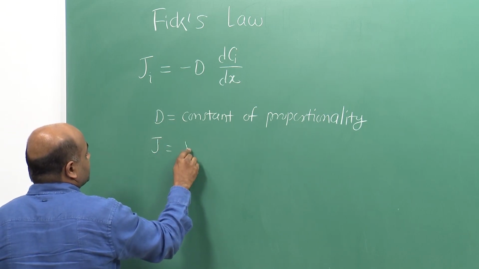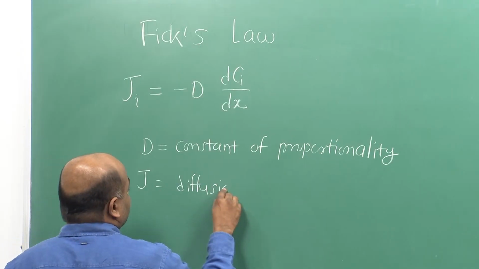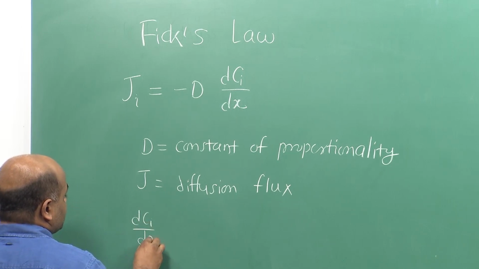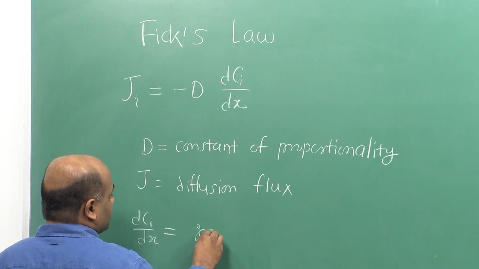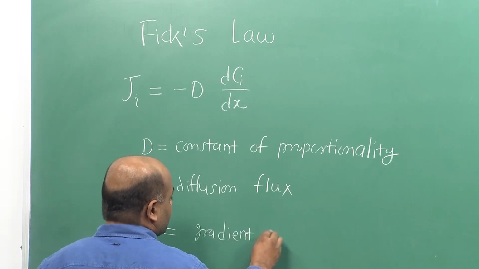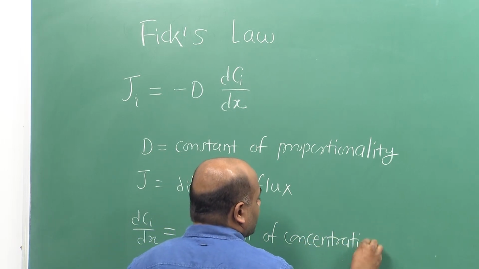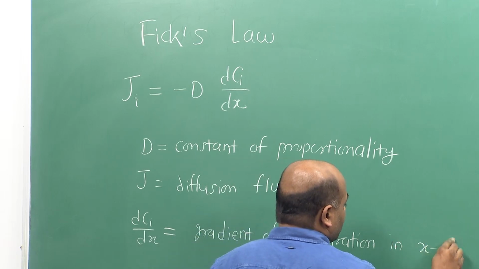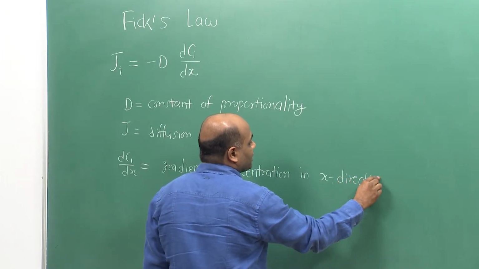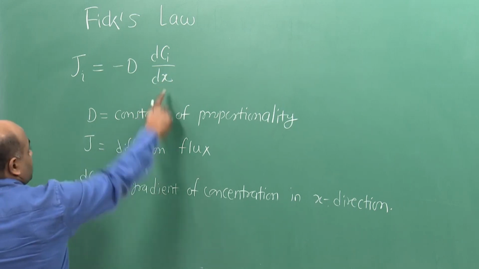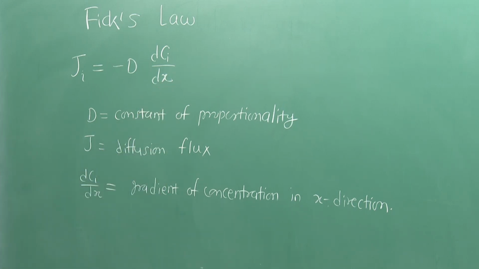J is the diffusion flux, and dC_i by dx is the concentration gradient. So, this is the Fick's law equation as applied to unidirectional diffusion, which means the diffusion is taking place in one direction, here in the x direction, or x denotes the distance coordinate here.